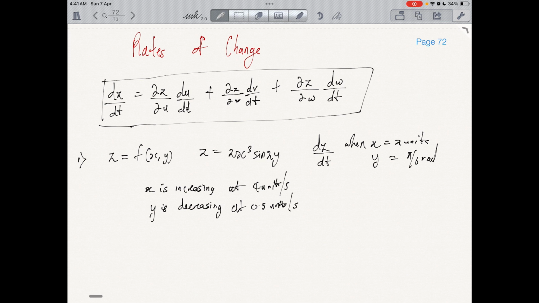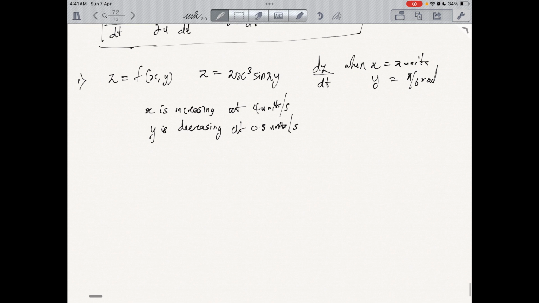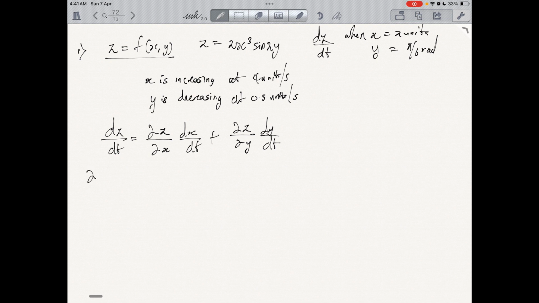So let's solve. Given this function, our dz/dt is the partial derivative of z with respect to x, times dx/dt, plus the partial derivative of z with respect to y, times dy/dt. Now let us evaluate dz/dx and likewise dz/dy.